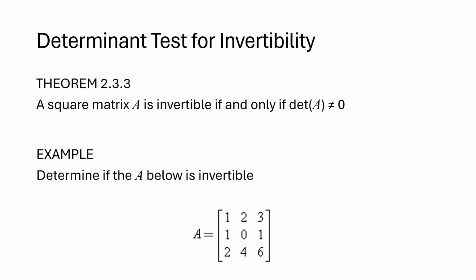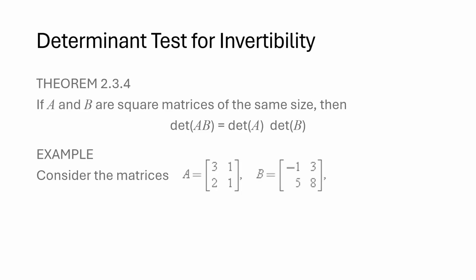So I want you to verify this example. Theorem 2.3.4. If A and B are square matrices of the same size, then the determinant of AB is equal to the determinant of A times the determinant of B. So let's have an example.